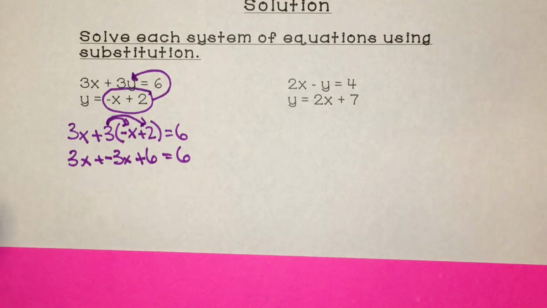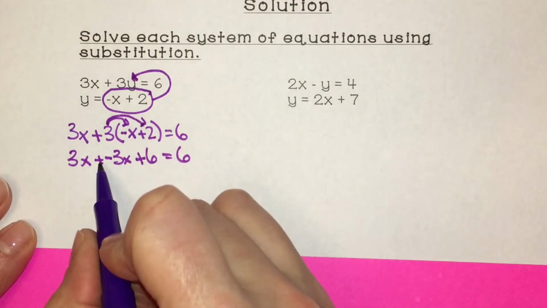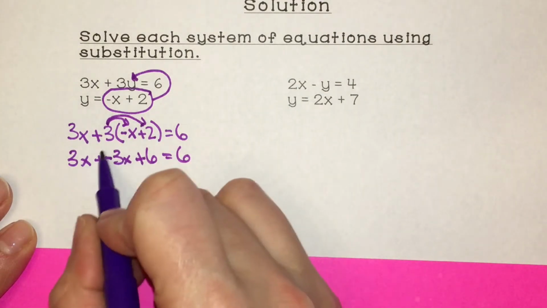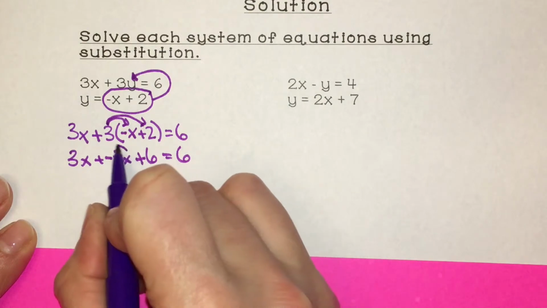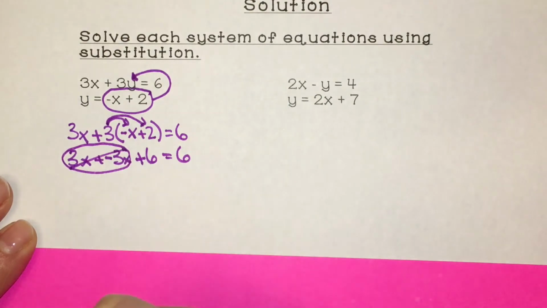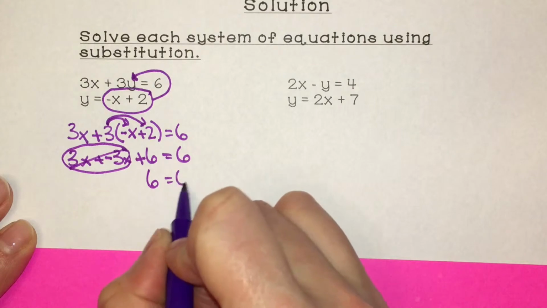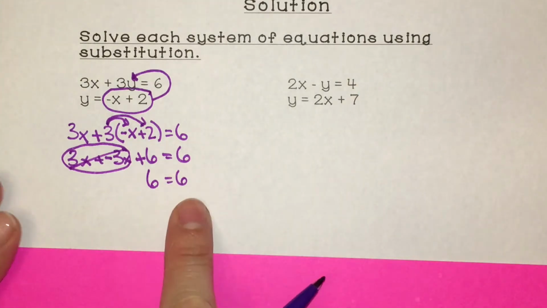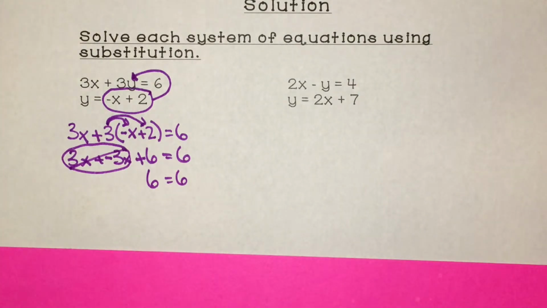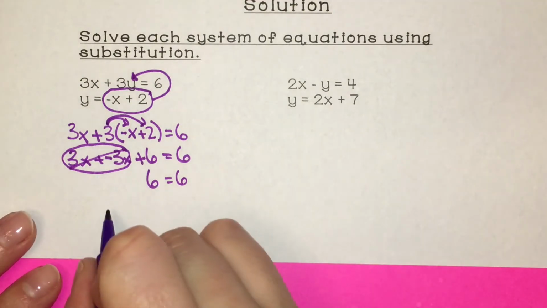So now I'm going to simplify. 3x plus negative 3x is 0. That goes away. And so I'm left with 6 is equal to 6. Well, 6 is always equal to 6. That means that there are infinite solutions.